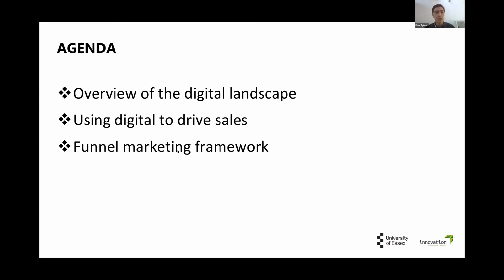And we'll end the session on a funnel marketing framework. So that is effectively where we will be looking at the specific framework around your funnel strategy to understand where you should be prioritizing your time in order to drive customer acquisition and sales.